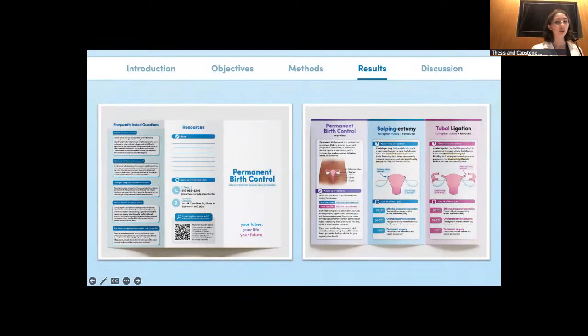Next, a patient brochure that explains the differences between salpingectomy and tubal ligation side by side. It includes anatomical illustrations, frequently asked questions I observed during my time shadowing, and a fold-out layout that helps patients compare key facts quickly and clearly. It's designed for patients to take home, revisit, and take notes and share, especially helpful when navigating complex decisions outside of the clinic.